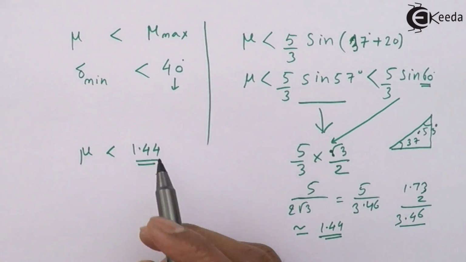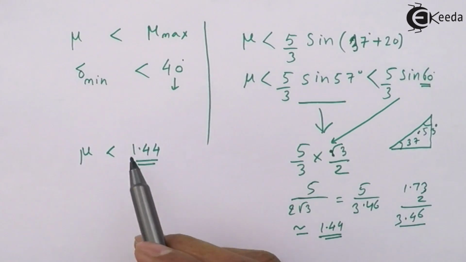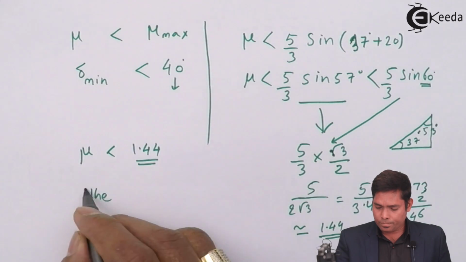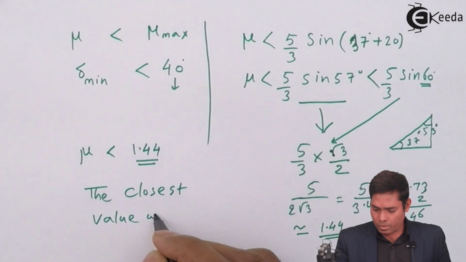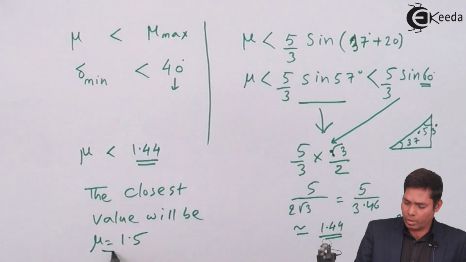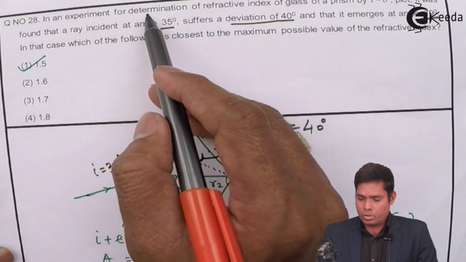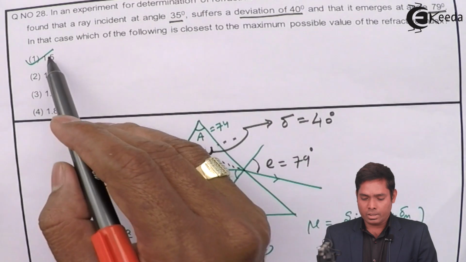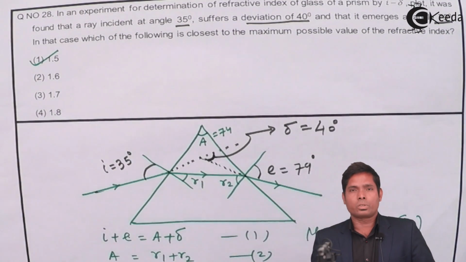So the closest value, the one which is nearer to this, is 1.5. The closest value will be 1.5. So this is the refractive index of the glass prism. So we'll say that this is 1.5. That is the answer to this question. Okay, thank you.